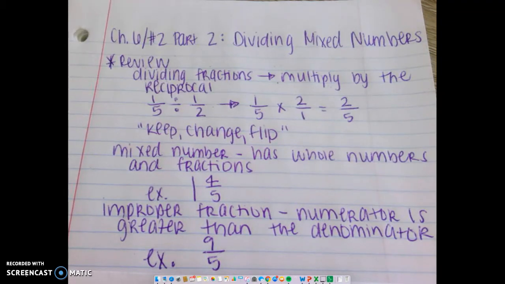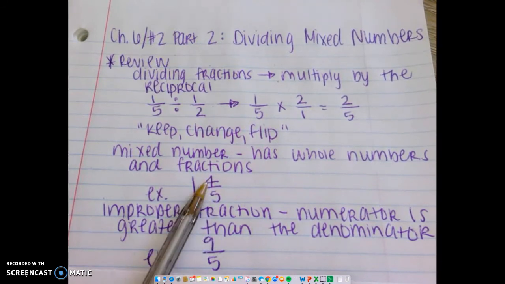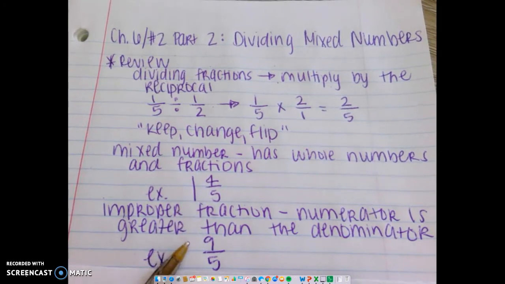As a refresher, when you are going from here to here, you need to multiply your whole number times your denominator and then add your numerator. So I would do 1 times 5 is 5. Plus 4 gives me 9. And then my denominator stays the same.